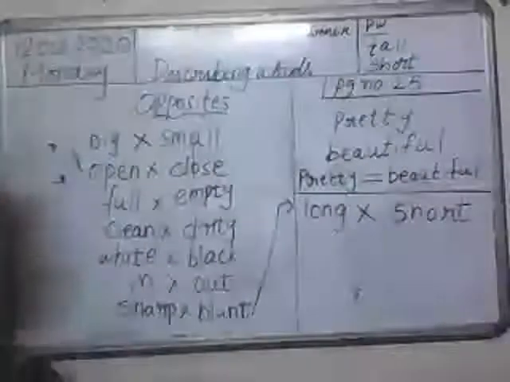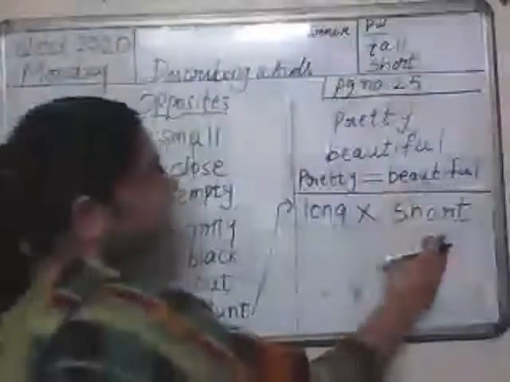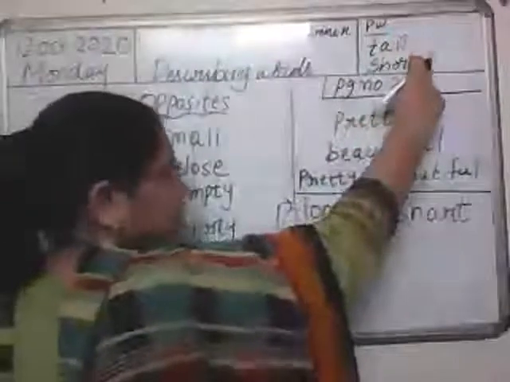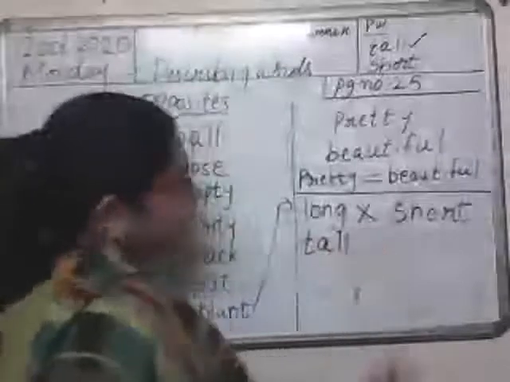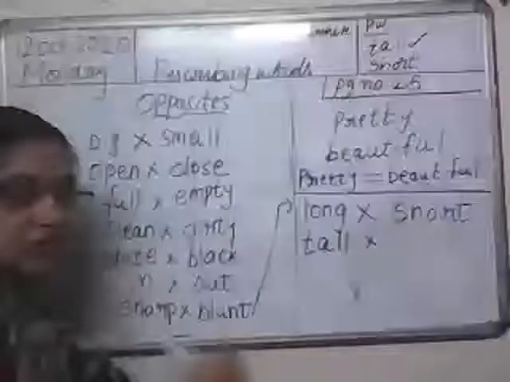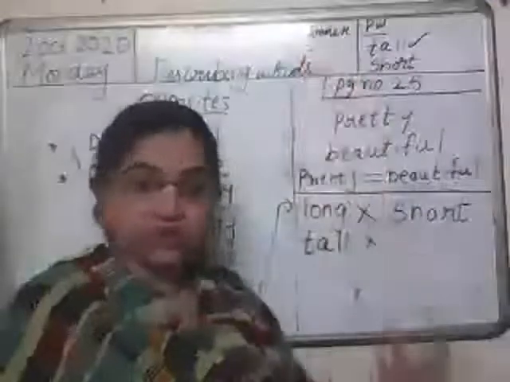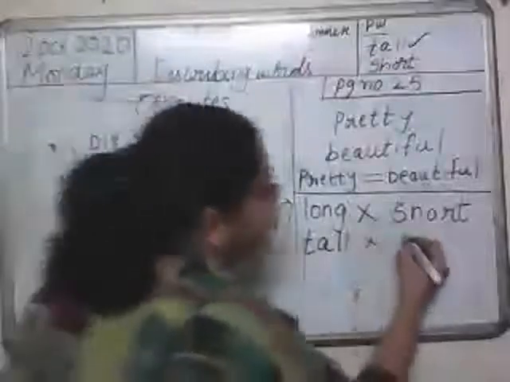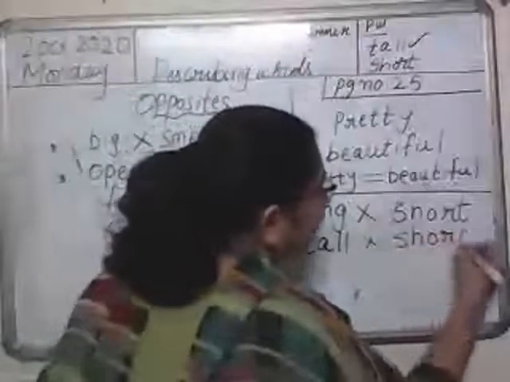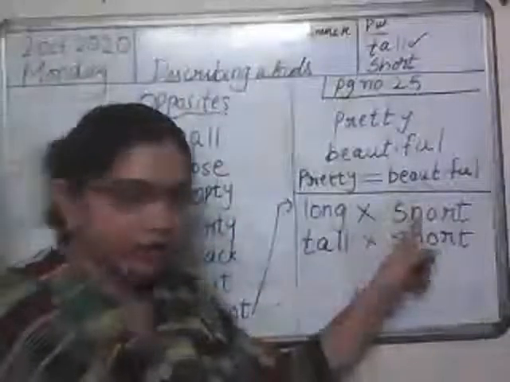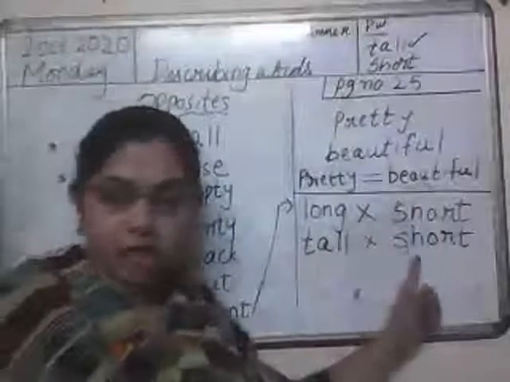Okay, so now I want to tell you long and short, and today our password is tall and short. So let me take this word tall, T-A-L-L, tall. And what would be the opposite of tall? Opposite of tall is again short, S-H-O-R-T, short. Long, short. Okay, tall and short.